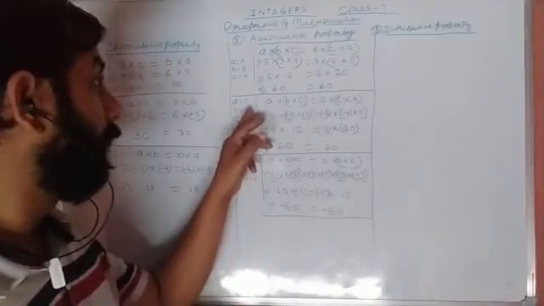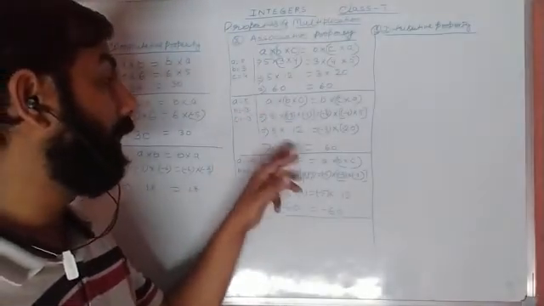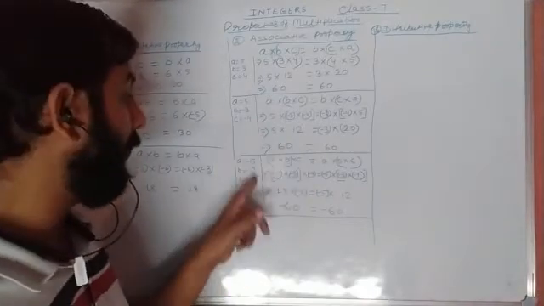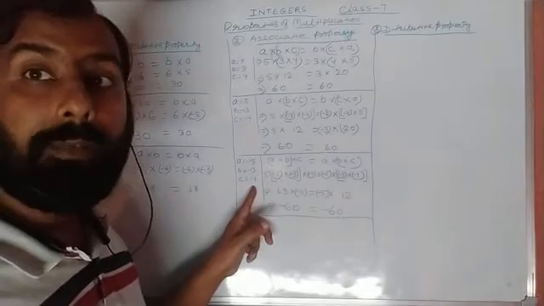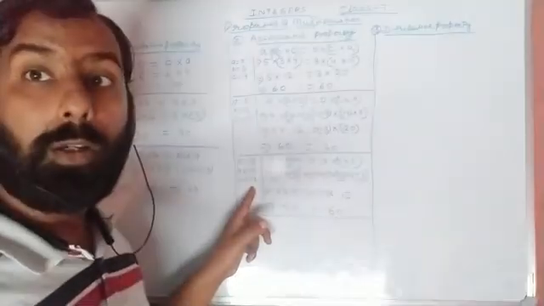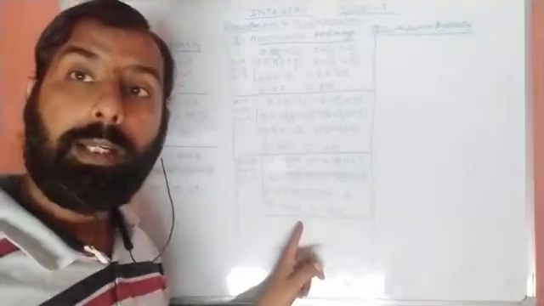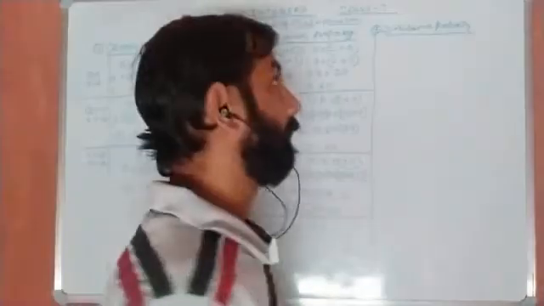Here there are two negative signs, so the result is positive. The same numbers I have taken over here also, but here there are three negatives, which is odd, so the answer will be negative. Remember. Now come to the distributive property.